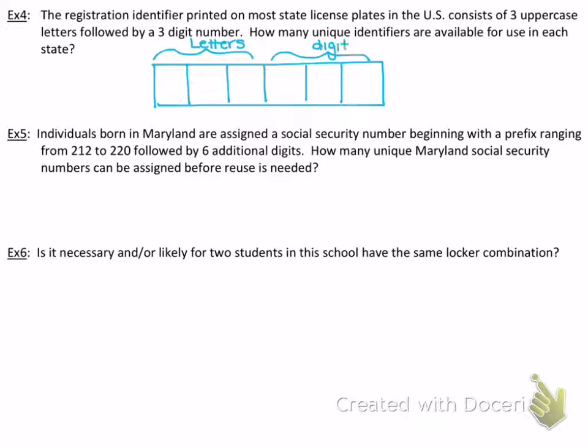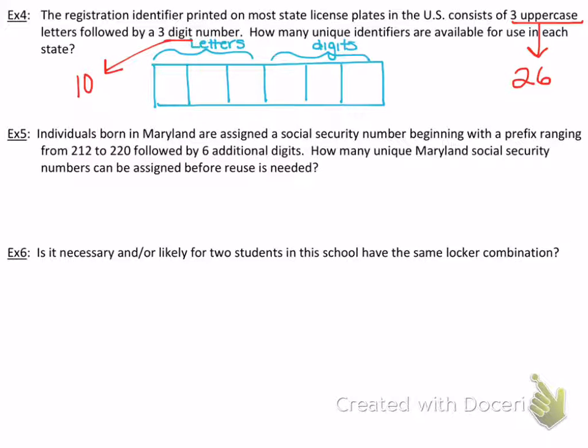Now, it's also important to pick out what it means if I need 3 uppercase letters. How many do I have to choose from? I have 26, because there's 26 letters in the alphabet. And how many digits do I have to choose from? Well, it's 0 through 9, so including 0, we have 10 digits to choose from.